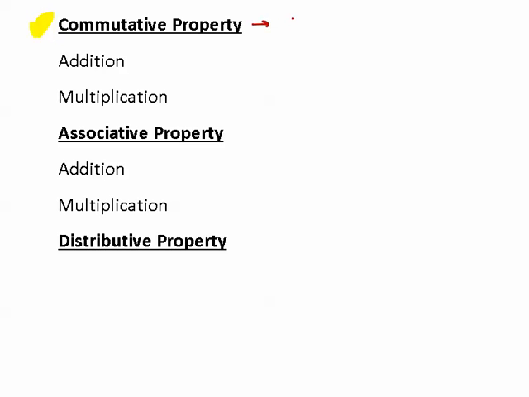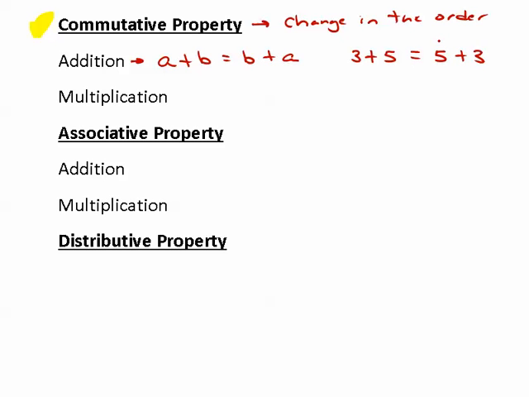Alright, the first property we're going to talk about is called the commutative property, and you can think of the commutative property as a change in the order. So for example, the commutative property of addition would be something like this. A plus B would be the same thing as B plus A. In other words, it doesn't matter how we add two numbers together, we're going to get the same sum. As an example, if we take 3 plus 5, that would be the same thing as taking 5 plus 3. Both sides here are equal to 8, so this is a legal move if you want to change the order of numbers when you add them.